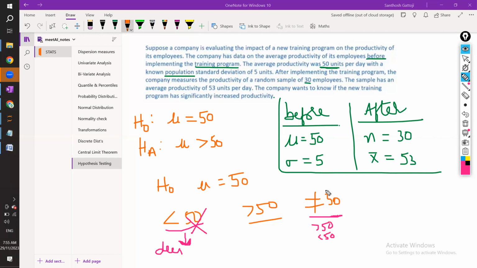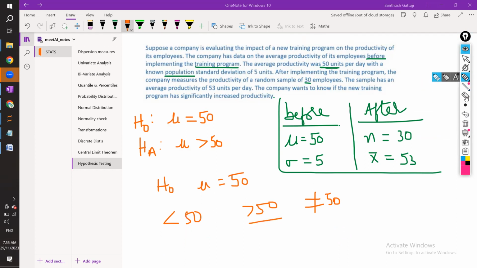If I prove the actual new value is not equal to 50, what does that mean? Whether it is greater than 50 or less than 50. If it is less than 50, then again I am falling into the same scenario. I don't want this or this. I'll have only this. So if the alternate is greater than 50 and I reject the null, I will automatically accept the alternate.